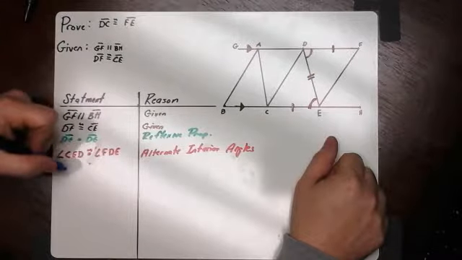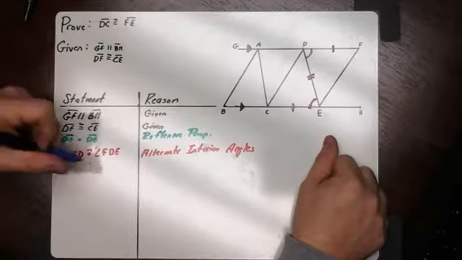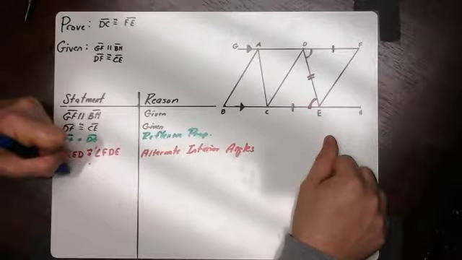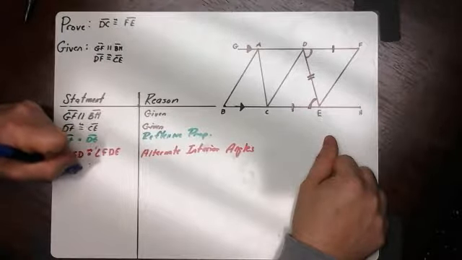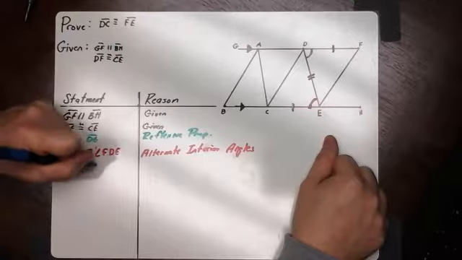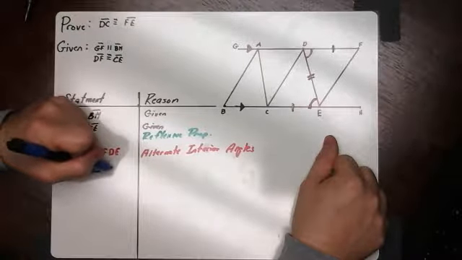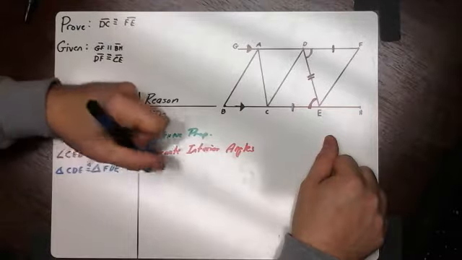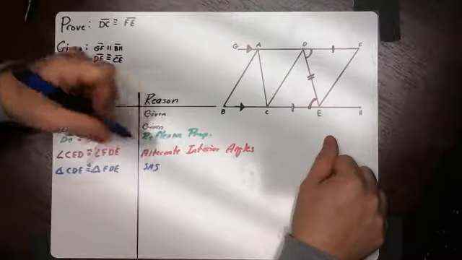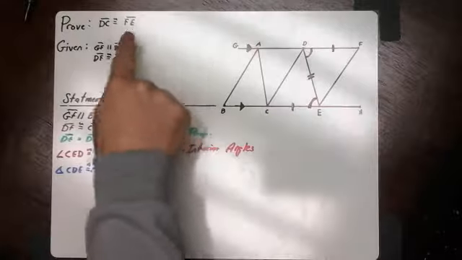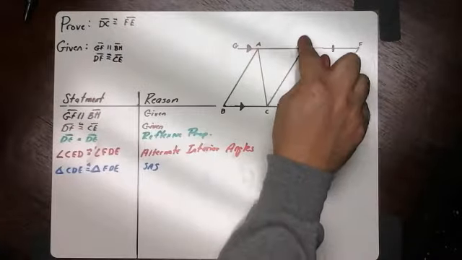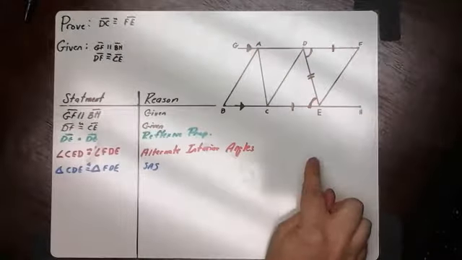So I'm going to say that triangle CDE is congruent to triangle FDE because of side angle side. Now I'm not done yet. Here it says prove that DC is congruent to EF.